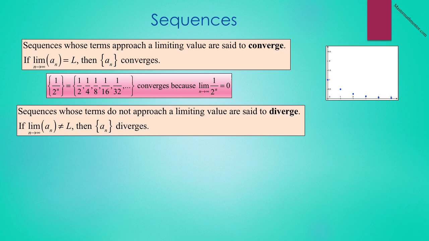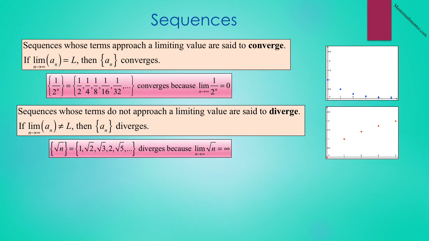Sequences whose terms do not approach a limiting value are said to diverge. If the limit as n approaches infinity of a sub n is not equal to some limit L, then we say that the sequence a sub n diverges or is divergent.